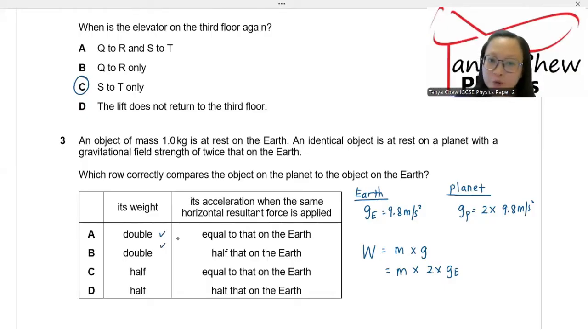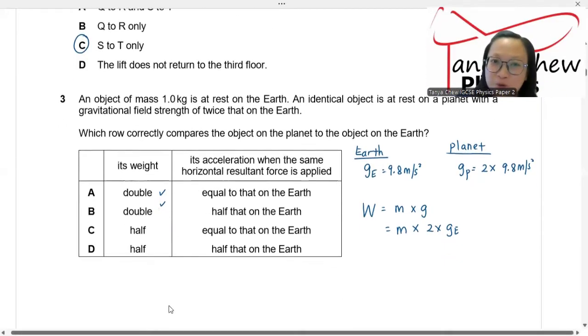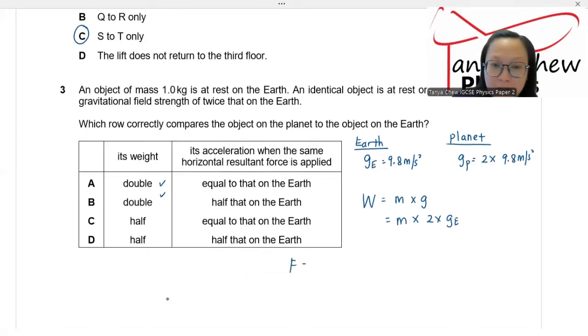But its acceleration when the same horizontal resultant force is applied. Still remember the equation of the resultant force, F equals ma. Resultant force has nothing to do with gravitational field strength because the gravitational field strength is acting vertically downwards, while this is about horizontal. When the same amount of force is applied, it will give you the equal amount of acceleration. So the answer is A. Do you get the answer correct?